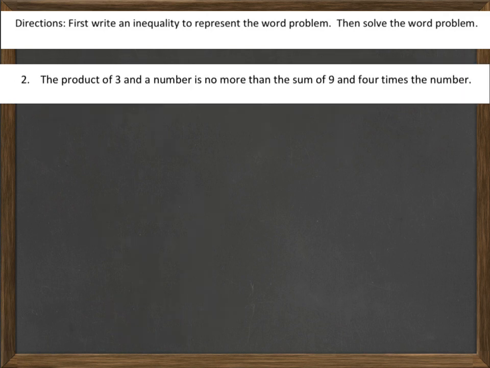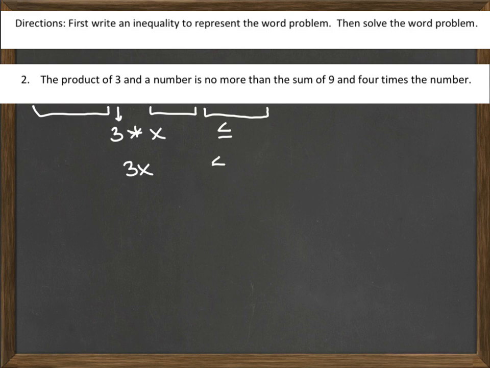Let's do another example. This one says the product of. The product of means to multiply. Well, what are we multiplying? We're multiplying 3 and a number. So we have 3 times x, or you can write it more simply as 3x. Then it says is no more than. So that means that it is less than or equal to. The sum of, so sum means to add, but what are we adding? We're adding 9 and 4 times a number. So our final inequality is 3x is less than or equal to 9 plus 4x.